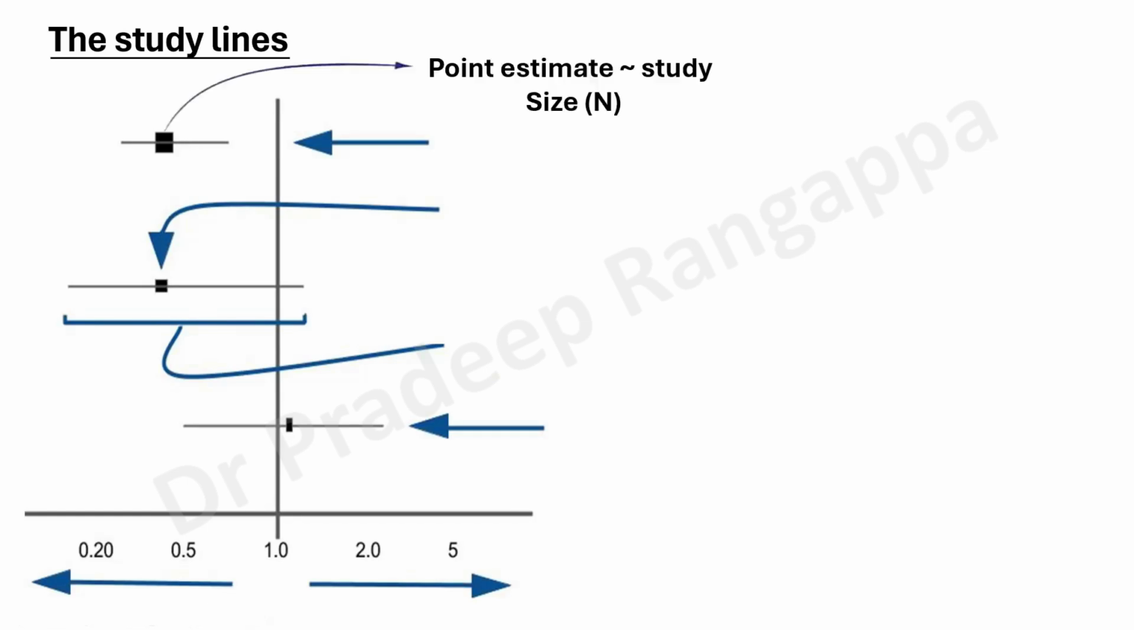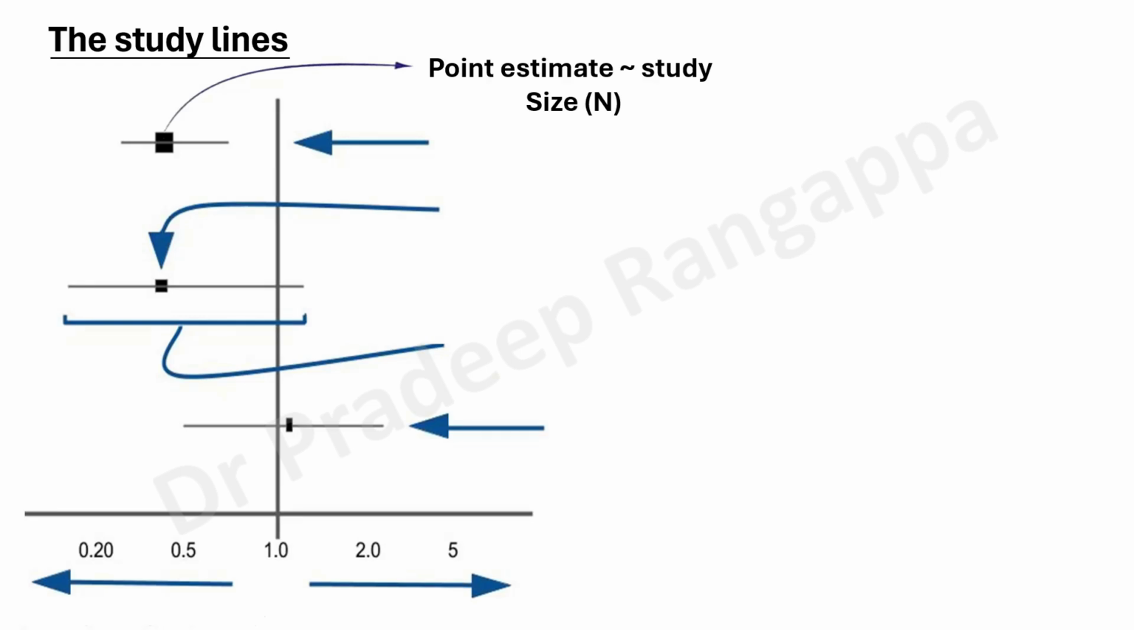These are data representation. The square you see on all these lines is the point estimate of the study, and it determines the size of the study, the number of patients. The larger the square, the bigger the study. If you see here, this particular study has a bigger sample size compared to this small little box, where the size of the study is much smaller. That is what it indicates.